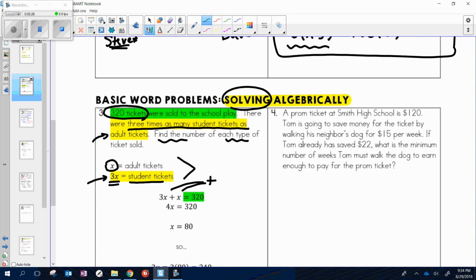All right, we're saying we have to solve that. So we combine like terms, and then we divide by 4. Divide by 4, and you would get 80.